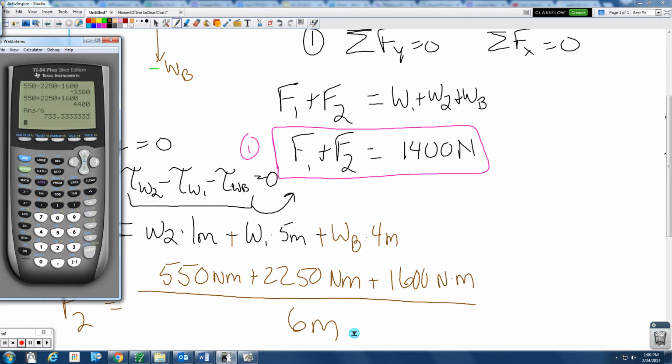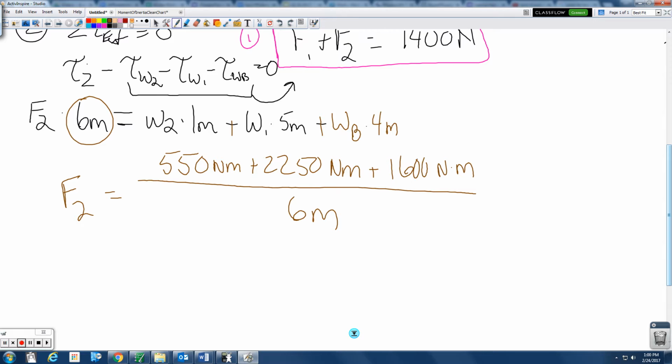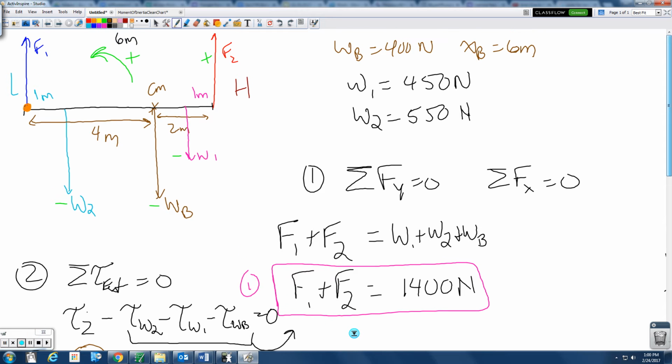733 1/3. So F2 is 733, rounded, newtons, and positive, that's good. So we're saying that the heavy end is 733 newtons.